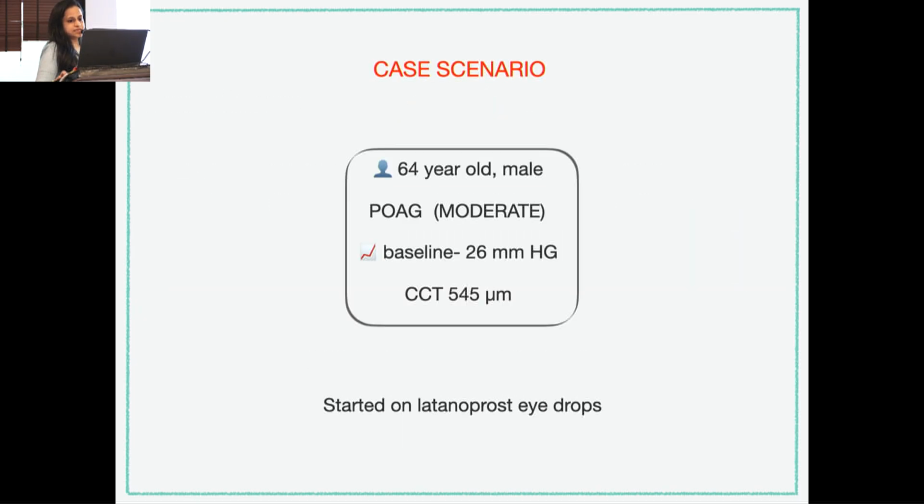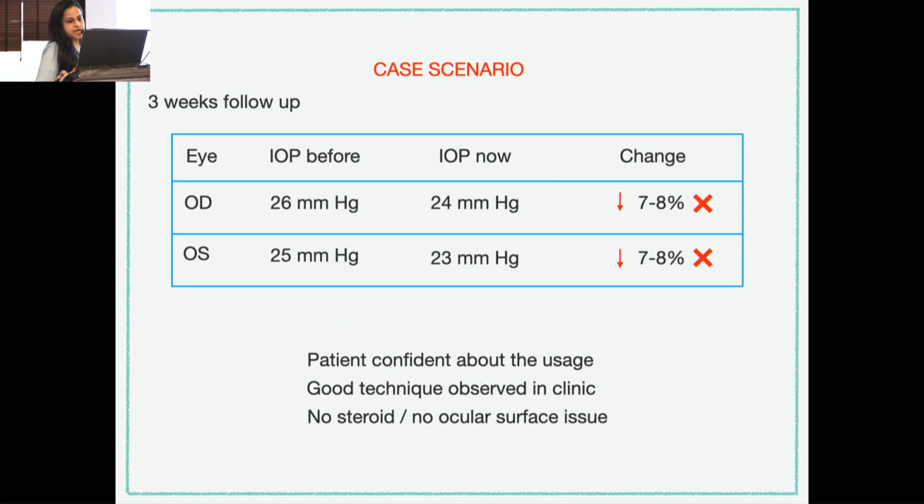This is a case scenario of a 64-year-old male who had a moderate POAG and his baseline IOP was 26 millimeters of mercury with a CCT of 545. He was started on a prostaglandin analog. At 3 weeks follow-up, his IOP has dropped to 24 and 23, which is just 7 to 8%. We expect at least a 20% drop at 3 weeks follow-up. The patient was confident about the usage and we had asked him to demonstrate in the clinic and he had a good technique and there was no steroid or ocular surface issue. So this is the first case scenario.